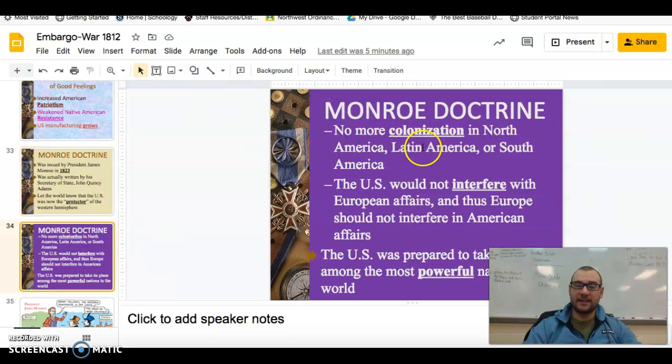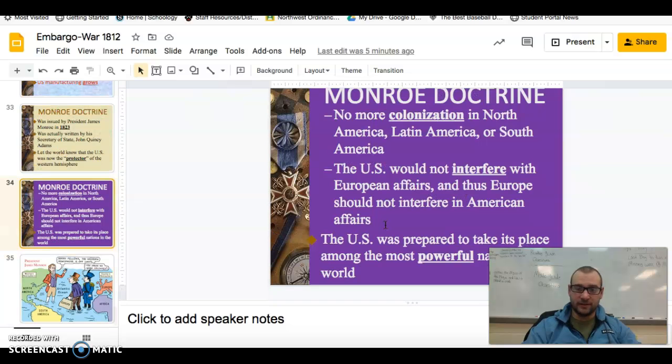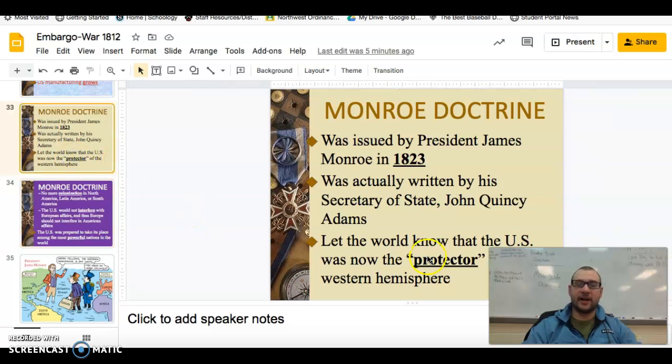No more colonizing in North America, Latin America, or South America. The U.S. would not interfere with European affairs, and thus Europe should not interfere with American affairs. The U.S. was prepared to take its place among the most powerful nations in the world. Basically, we cut off Canada, modern-day America, modern-day South America, Mexico, anything down there.